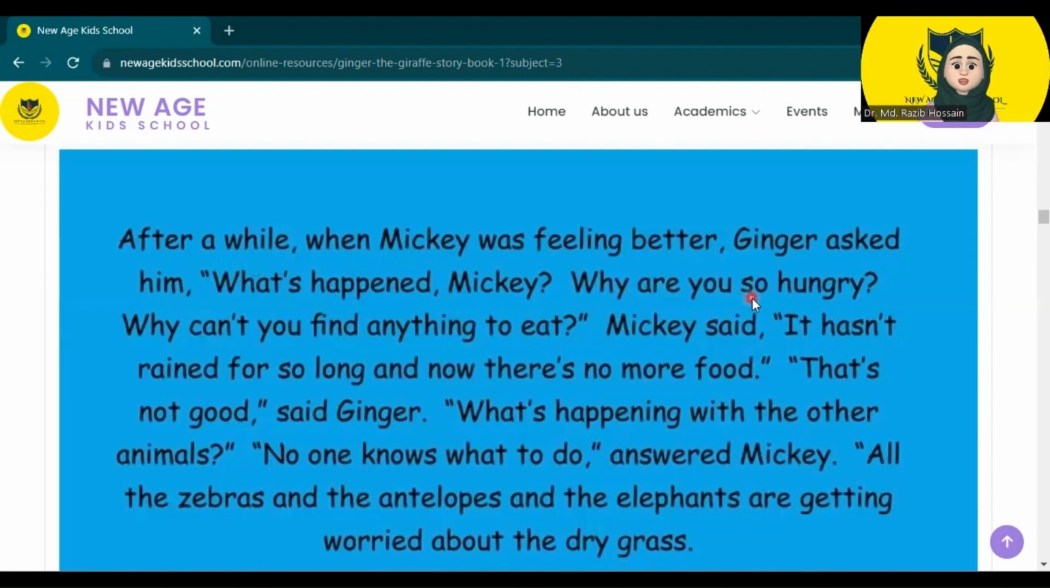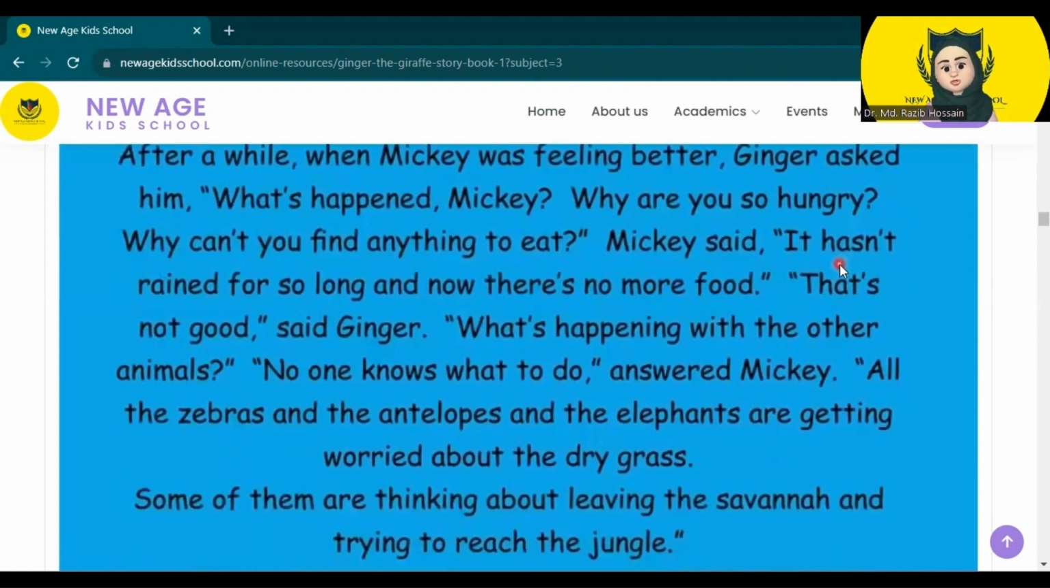Why are you so hungry? Why can't you find anything to eat? Mickey said, it hasn't rained for so long, and now there's no more food. That's not good, said Ginger. What's happening with the other animals? No one knows what to do, answered Mickey.